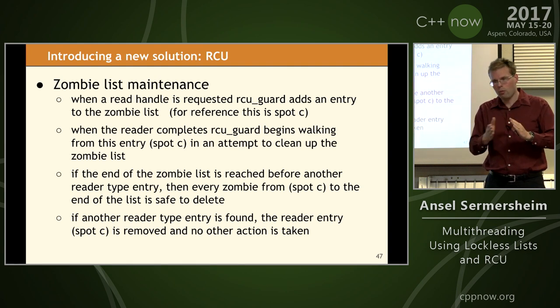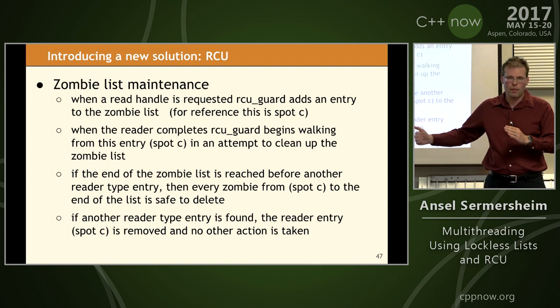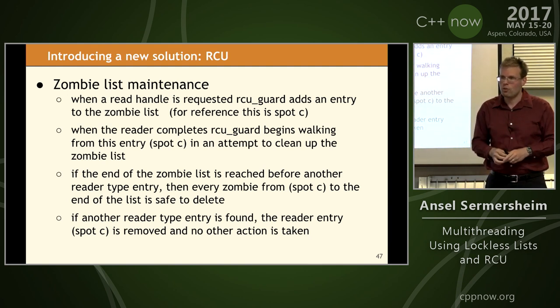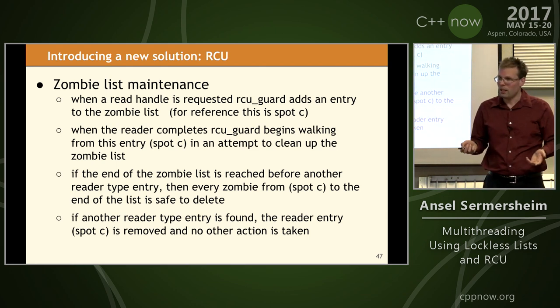If the reader makes it all the way to the end of the list before encountering another reader, then it says, I am the oldest reader active that could see any of these zombie nodes. So I will clean the list from my position to the tail, delete all of those nodes, and then shorten the list, truncate it. Make sense?